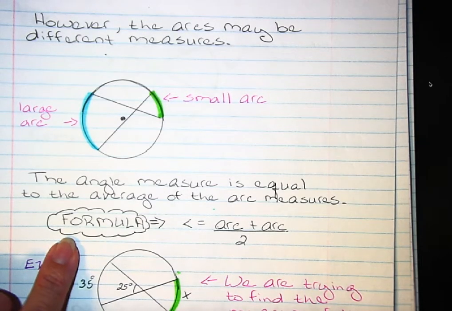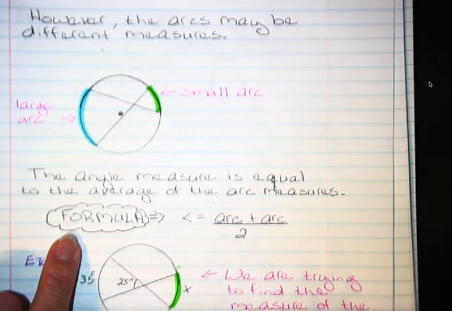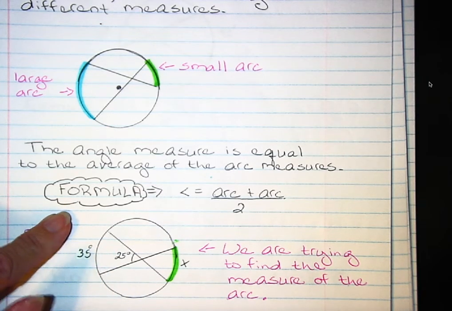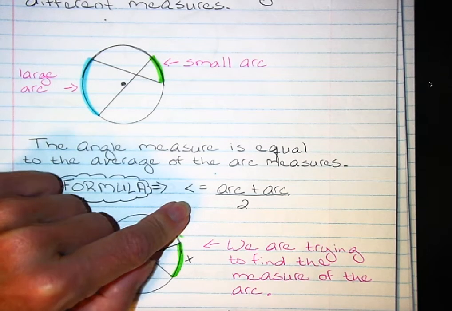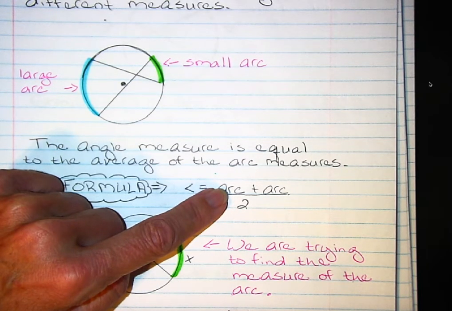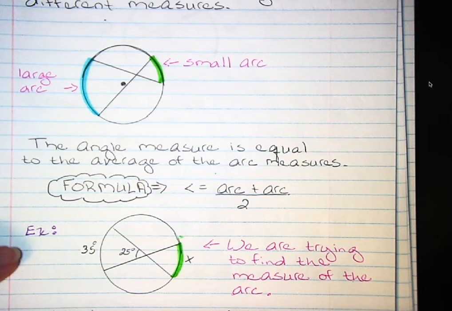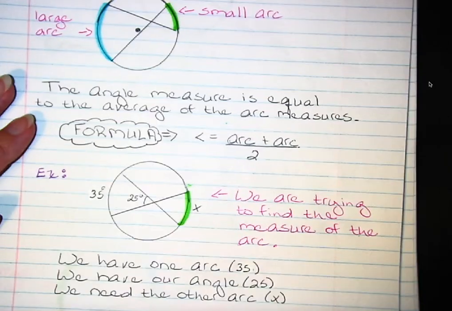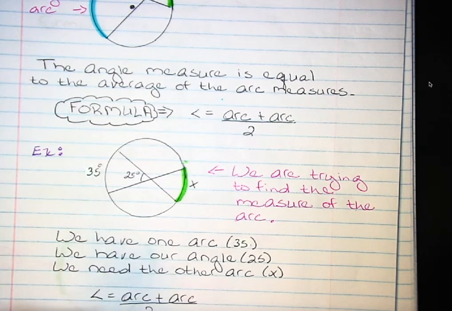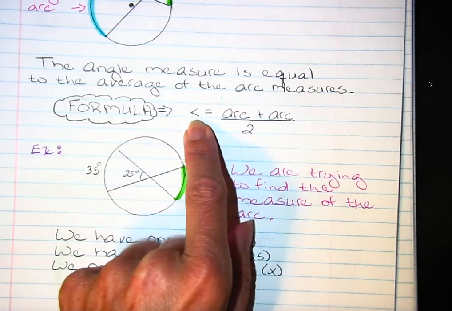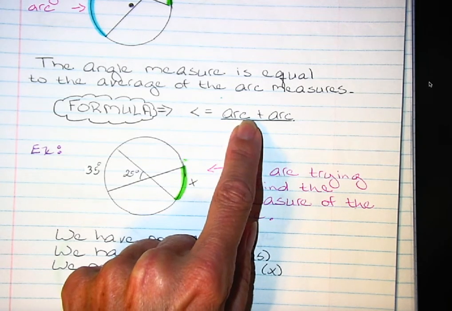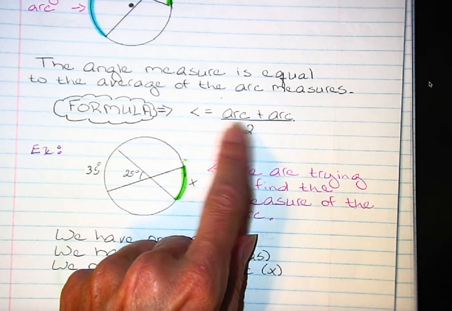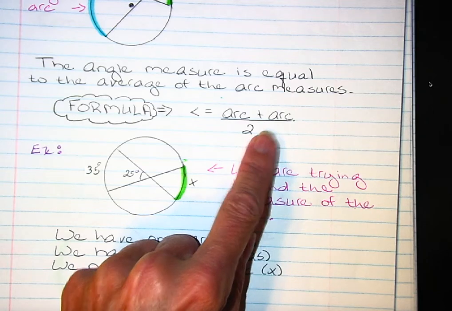Okay, so the formula for this is that the angle measure equals the average of the arc measures. So in other words, the angle is going to equal the sum of the arcs divided by 2. So you're going to take the two arcs and divide them by 2. And that's going to give you the angle measure. Now, you always have to have three pieces of information: the angle and both of the arcs. The divided by 2 is not going to change. Generally, they will always give you two of these pieces of information, and you're going to be finding the third.